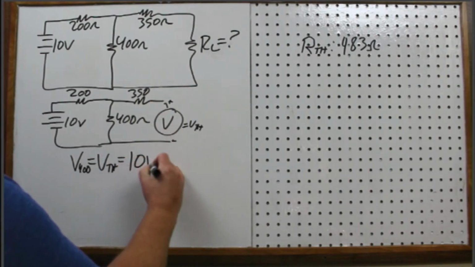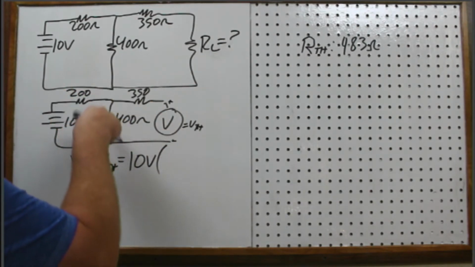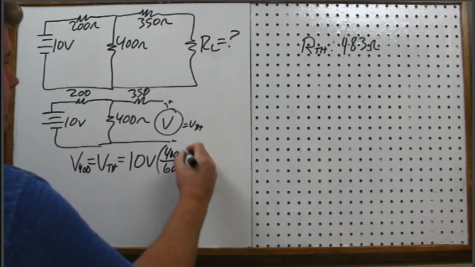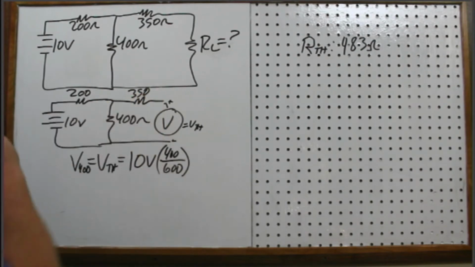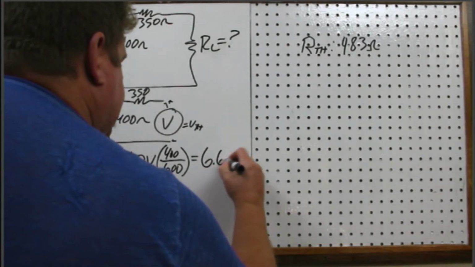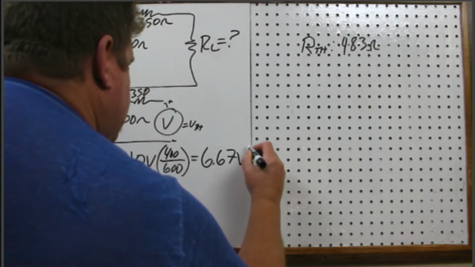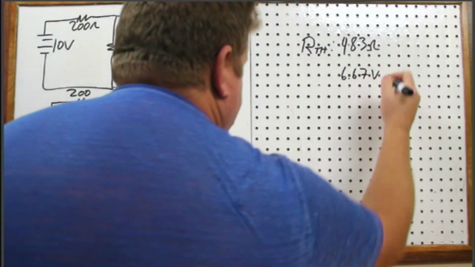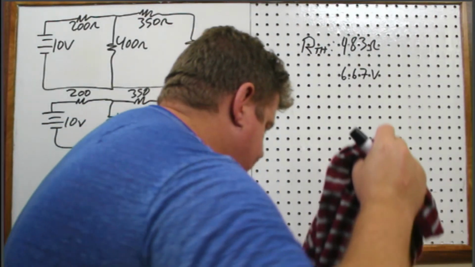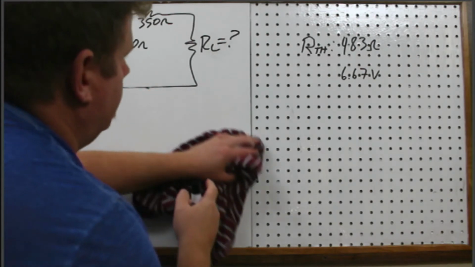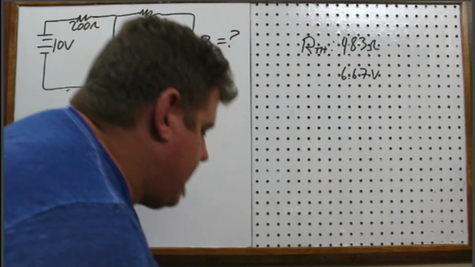So that's 10. I'm not even going to bother with that voltage drop. I just want this one. 10 times 400 over 600. Again, this has nothing to do with it. This is a hanging resistor. That's what we call those. So basically 2/3 of 10 volts, which is 6.67 volts. Okay. So now I've got my Thevenin equivalent circuit.